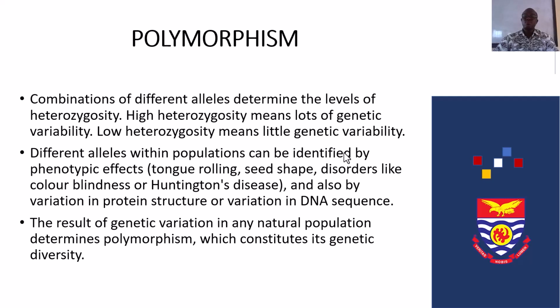Different alleles within populations can be identified by phenotypic effects, such as tongue rolling, seed shape, and disorders like color blindness or Huntington's disease, and also by variation in protein structure or variation in DNA sequence. The result of genetic variation in any natural population determines polymorphism, which constitutes its genetic diversity.